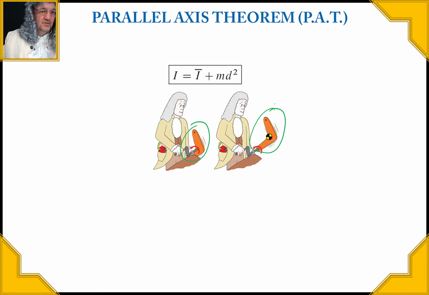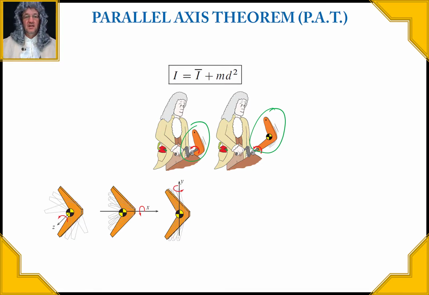And in order to find that resistance, that moment of inertia, you need to translate from here to right here. So here would be the distance, and here I'm calling it d. This distance squared times the total mass of the thing would give us the mass moment of inertia. So here is the idea.